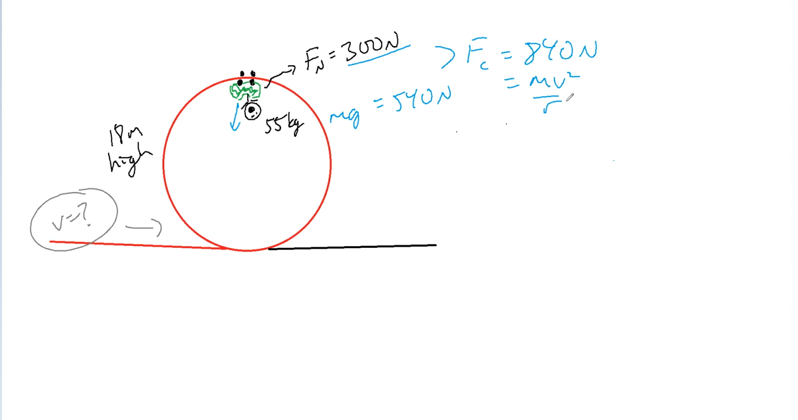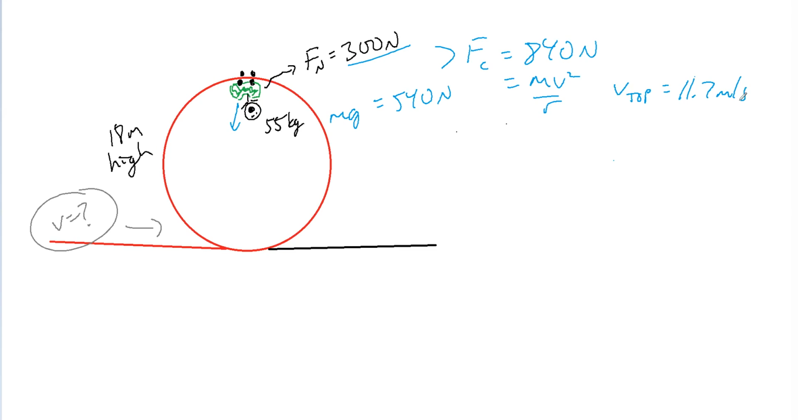I've got my FC, I've got my mass. The radius is going to be 9 meters, since it's 18 meters high, so a 9 meter radius. I can find the speed at the top. So I'll take that 840 and solve for it using mv squared over r to get the speed at the top of the loop. And that gives me about 11.7 meters per second. Just make sure you use the 9 meters as the radius, not the 18.